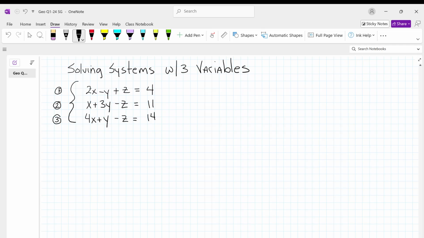is you pair up equation 1 and 2 right down here. So here's equation 1, 2x minus y plus z is equal to 4. And equation 2, x plus 3y minus z is equal to 11.